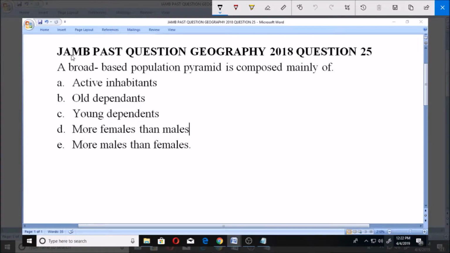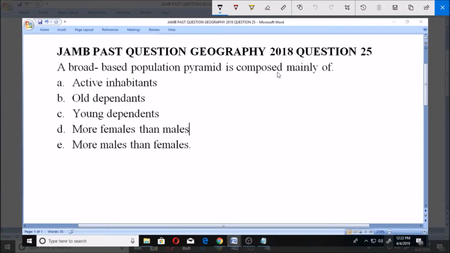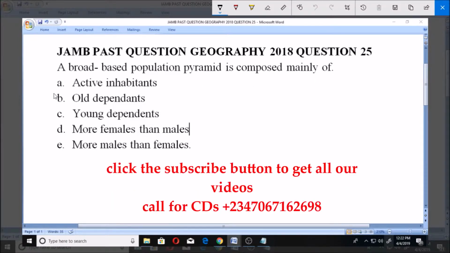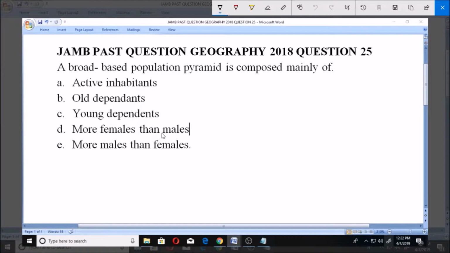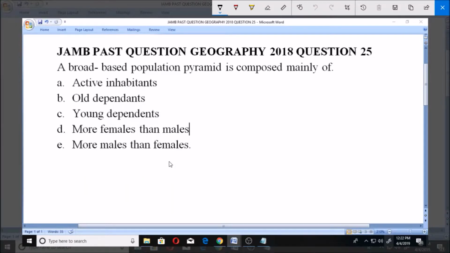Let's look at this JAMB past question, Geography 2018, question number 25. A broad-based population pyramid is composed mainly of A. Active inhabitants, B. Old dependents, C. Young dependents, D. More females than males, E. More males than females.